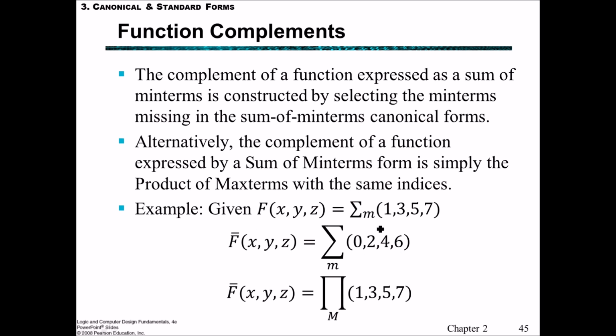So notice here in this example, we've got the indices that were missing from this first sum of minterms, the 0, the 2, the 4, and the 6, and the complement of f is equal to that. And equally, we can say that the complement of f is equal to the product. This is the product symbol. Instead of the sigma, we use this symbol to mean the product of the first, third, fifth, and seventh, which is the same indices as in the sum of the minterms. The product of the max terms is the same indices.